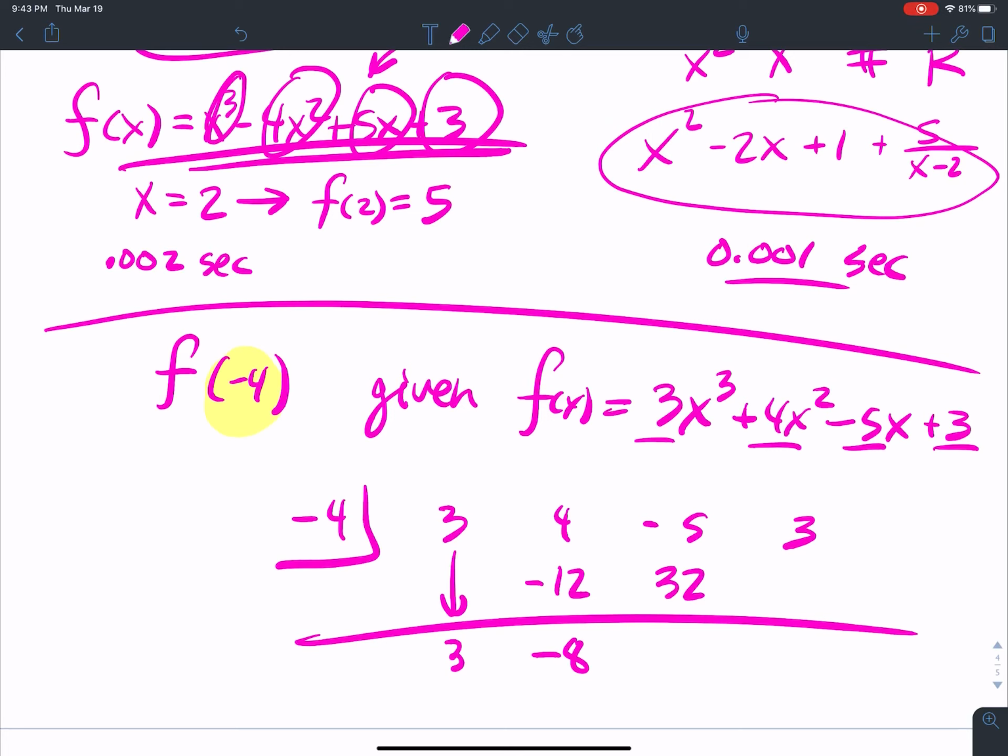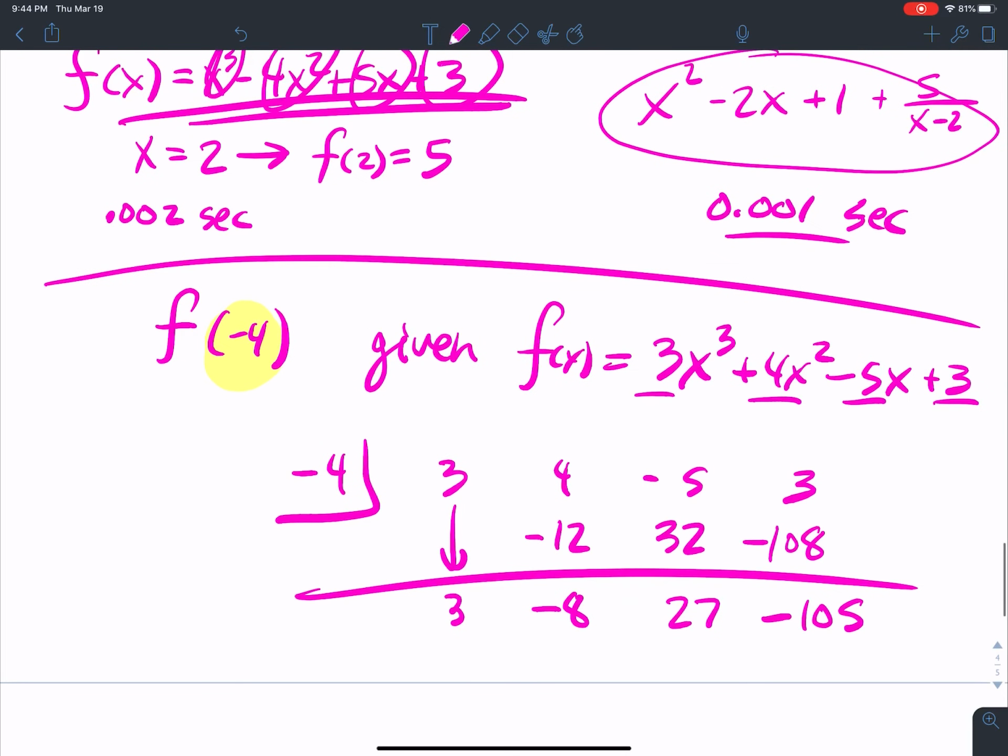What's that going to be? 27? Oh my gosh. 27 and negative 4. Is that like 108? Let's see. Yeah. Okay, negative 108. And so then when I add those together, I get negative 105.